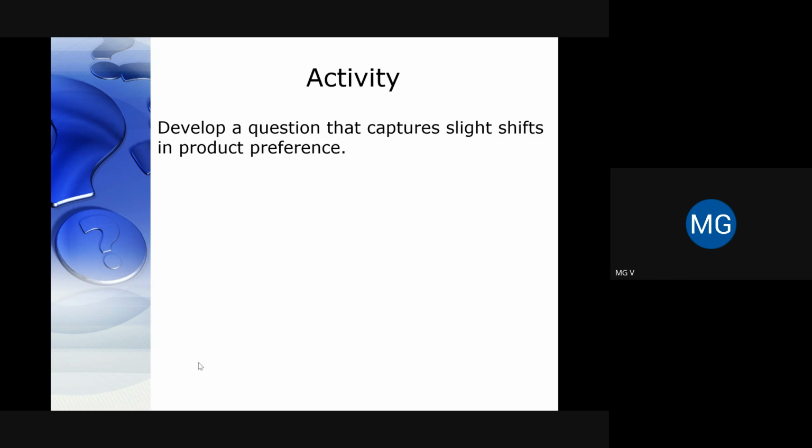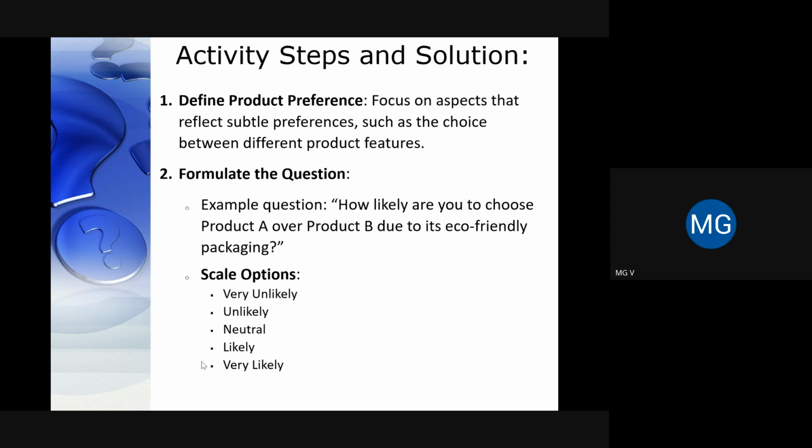Right. Now we can perform an activity. We can develop a question that captures slight shifts in product preference. If you want to try, I can stop here and give you 2 minutes to do it. Otherwise, I can explain the steps and the solution. Your choice. Because if you perform it yourself during the workshop, you gain more hands-on expertise.